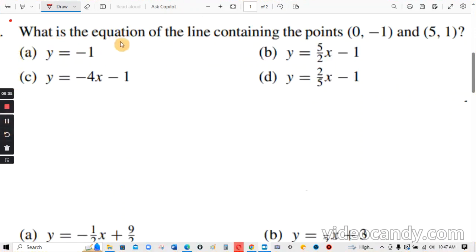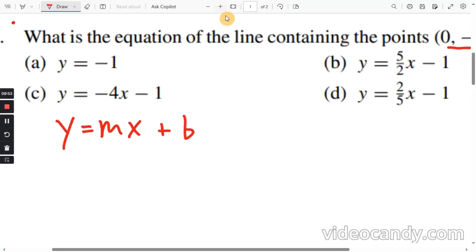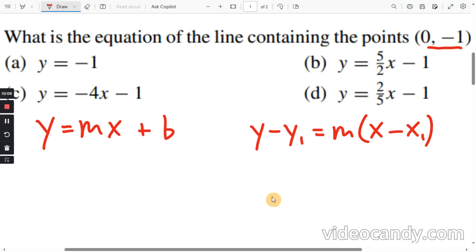Number 4, what is the equation of the line containing the points (0, -1) and (5, 1)? For the equations, we can see they are in the form y equals mx plus b. The way I like to do it is to use point slope form: y minus y1 equals m times x minus x1. You don't have to do it that way. I'm going to show you both ways. But you can see in either equation, we need to find the slope. So I'm going to do that first.